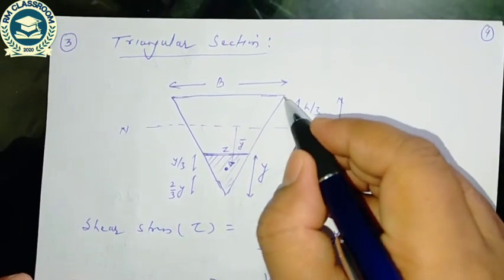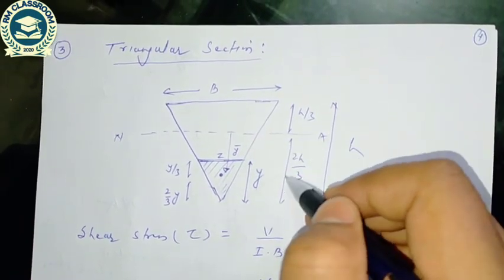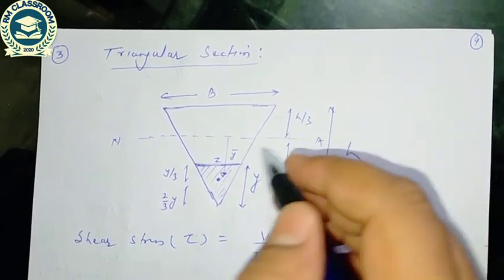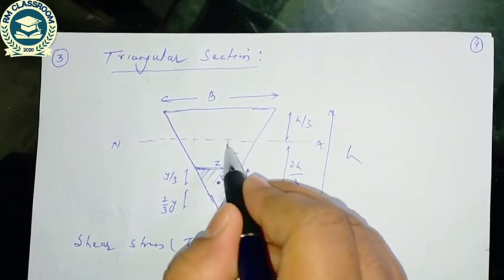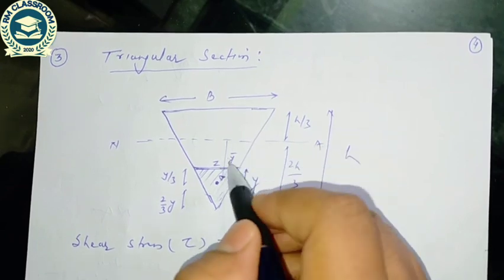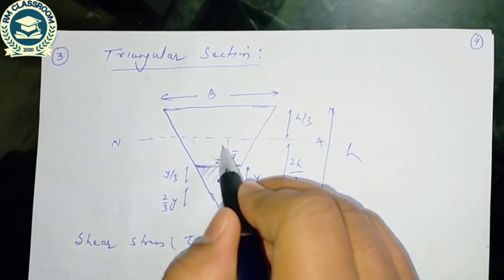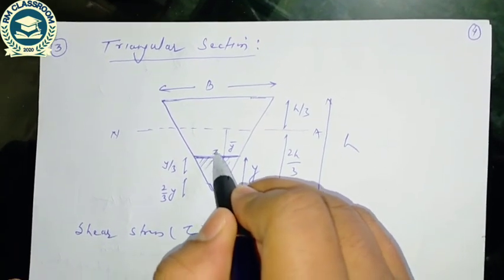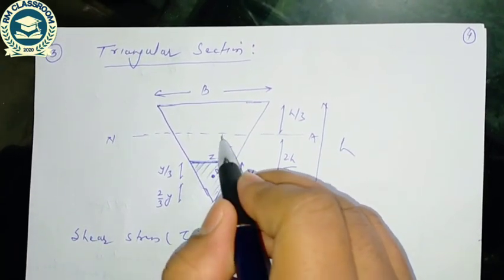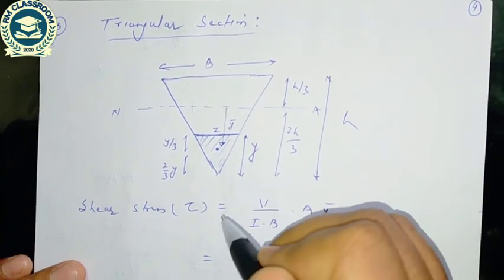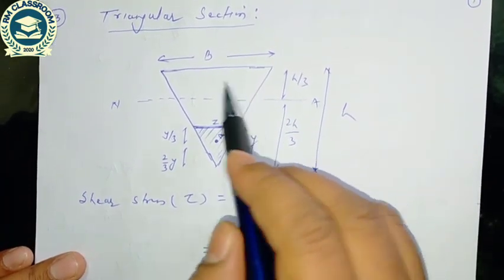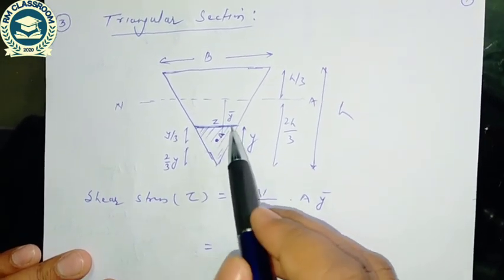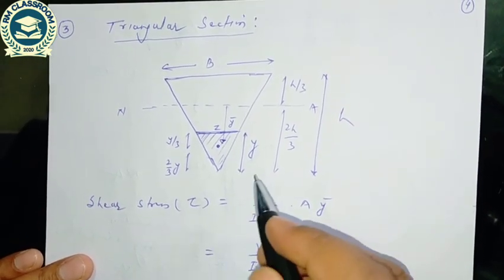So we know from the base it is at a distance of h by 3, and from this end it is 2h by 3. I have taken a section at a distance of y from the neutral axis, at a section having width z and CG at y bar from the neutral axis. So the expression of shear stress is V upon Ib into A y bar. I am deriving this expression of shear stress from this section.